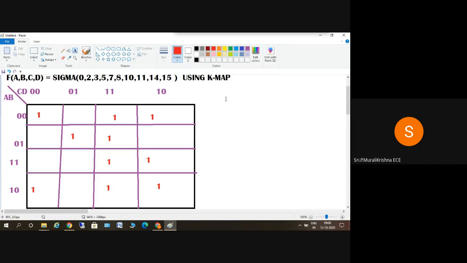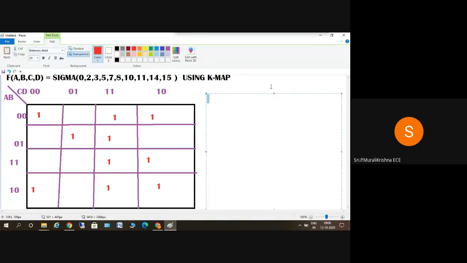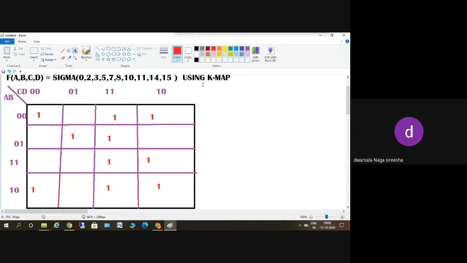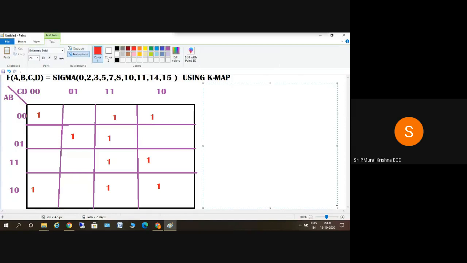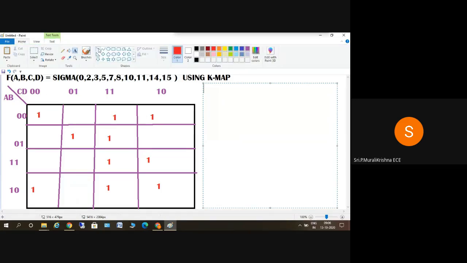Okay, no problem. The variables are A, B, C, D with complements. So we'll do the groupings like so: A, B, C, D. These are the terms here.